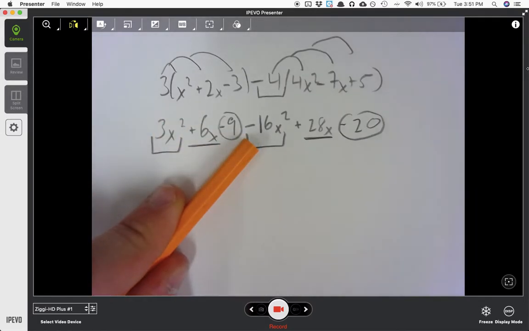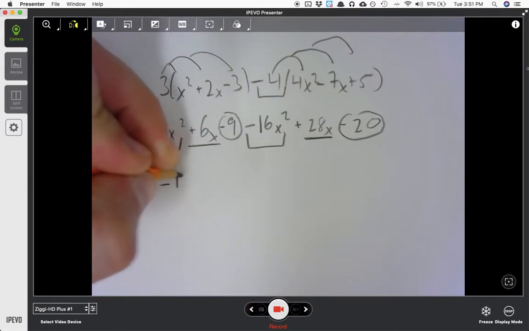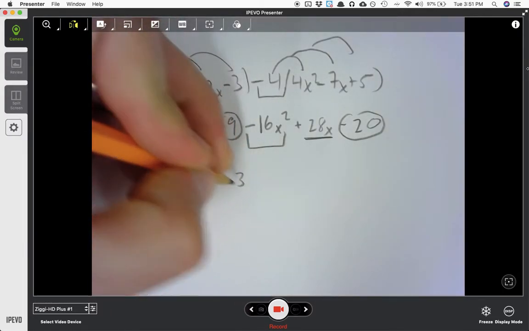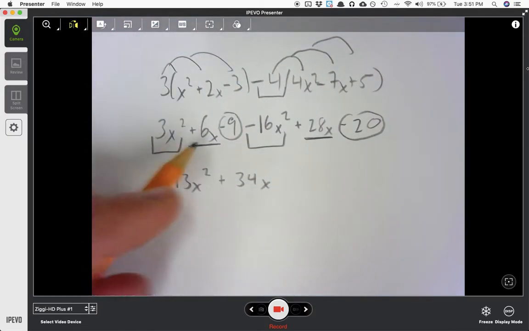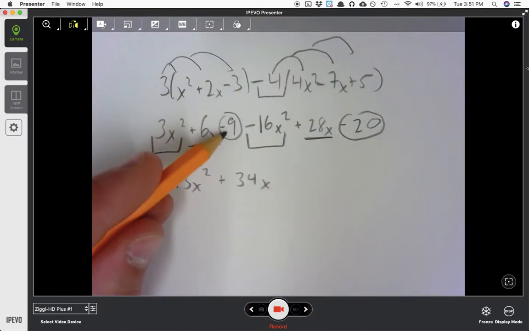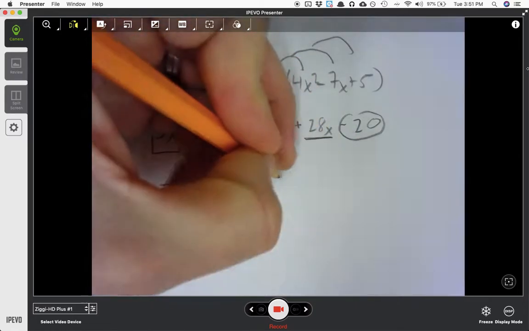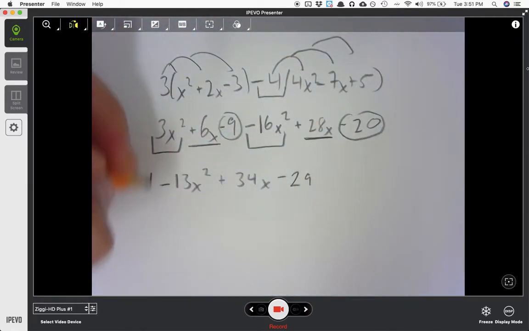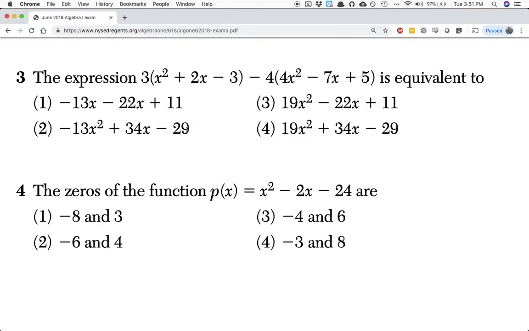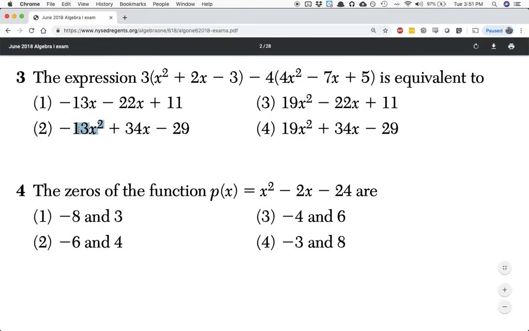3 minus 16 will get me negative 13x squared. 6 plus 28 is plus 34x. I'm adding, so I do not change the exponents. Only when I multiply would I change exponents. Negative 9 minus 20 is negative 29. That looks like my answer, negative 13x squared plus 34x minus 29. And that is indeed answer choice 2.